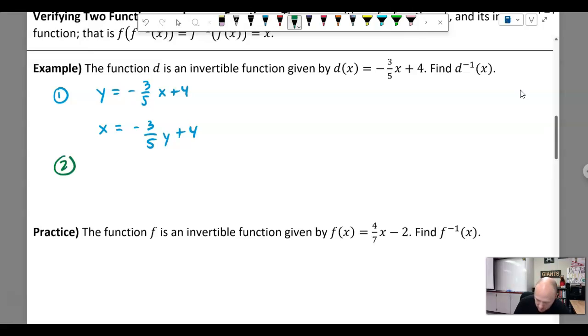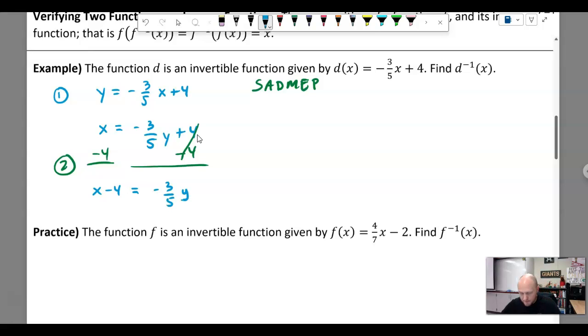Now here's step two. I'm going to go ahead and solve for y. So I'm going to use, again, what I like to write up here, which I call SADMEP. So I'm going to subtract 4 on both sides, and here it cancels, and I end up getting x minus 4 is equal to -3/5 y. Okay, I want y by itself. So it looks like I have to undo division by 5, and I have to undo multiplication by -3. So whenever you have a fraction, the trick that you're going to use here is to multiply by the reciprocal. I'm going to multiply by -5/3.